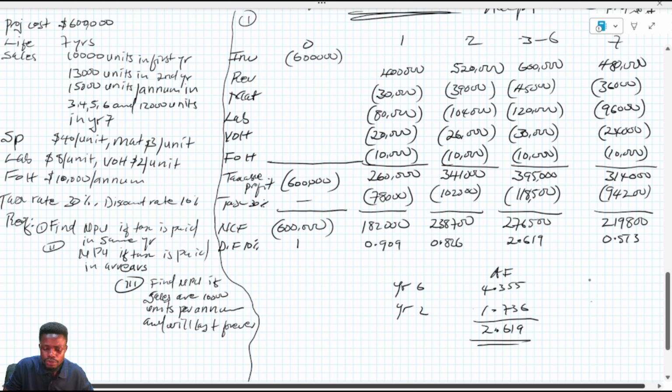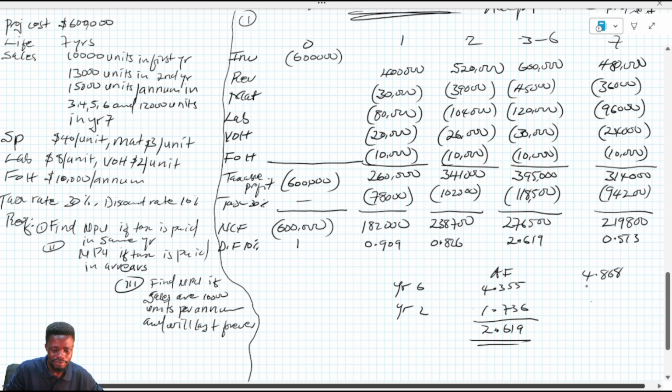But you can also say, I want to take the annuity factor for the 7th year, which is the annuity factor for year 7 at 10%. The annuity factor for year 7 will give you 4.868.